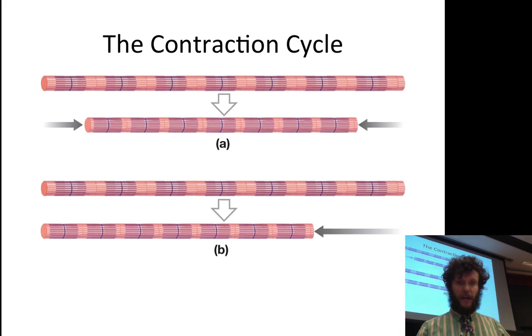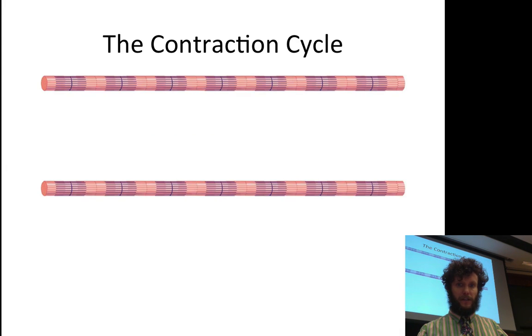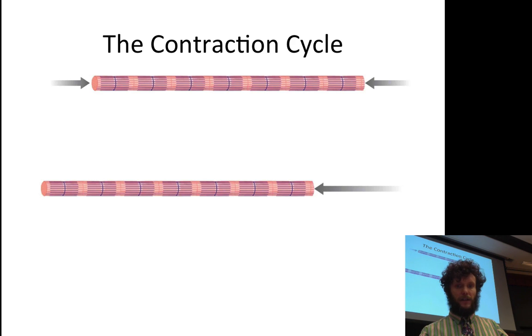So the contraction cycle, it's like this. You can think of it like that. So here is an uncontracted muscle, and then it contracts. You can think of it as squinching in from both sides or going a long way from one side, whichever the fixed end of the muscle is.